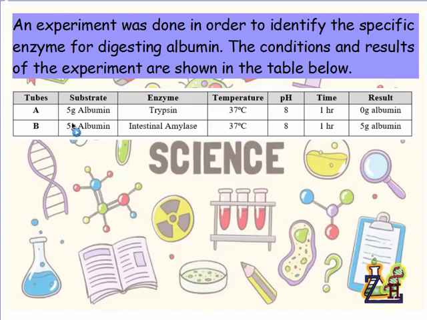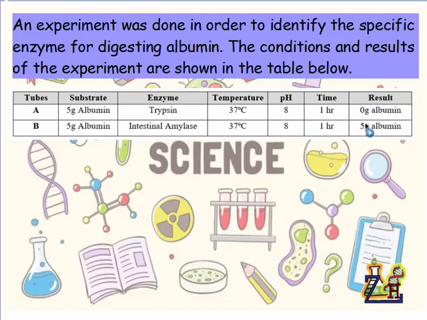Just as we look at the table, we can directly deduce the manipulated factor, which is the type of enzyme. And of course, because we want to identify the specific enzyme, we have to make the type of the enzyme the manipulated factor, because we want to know which enzyme is better or is the specific. The temperature is 37 in both, pH is 8 in both, the time given to both tubes is 1 hour. Notice these 3 with the substrate, we call them constant factors. Now let's go to the result. We notice here that the result is given as the mass of albumin. So this is the measured factor.